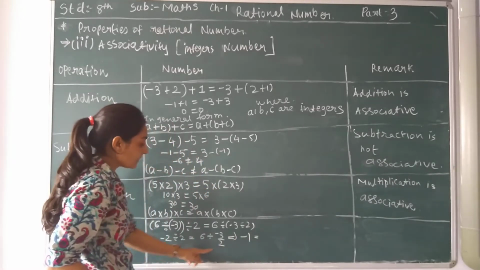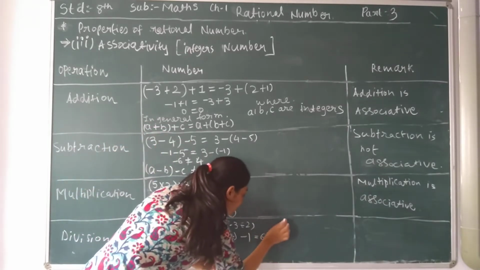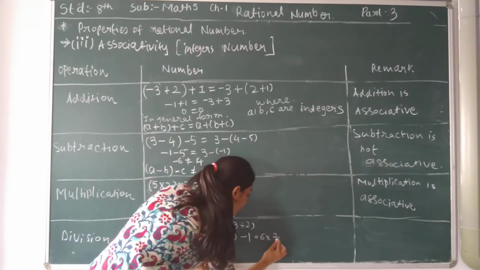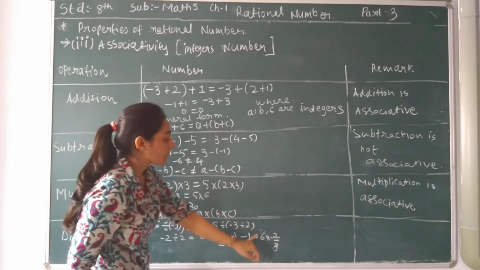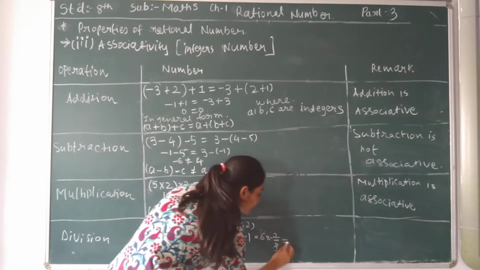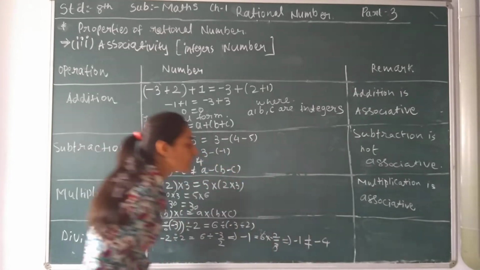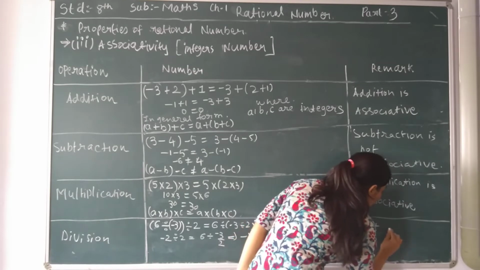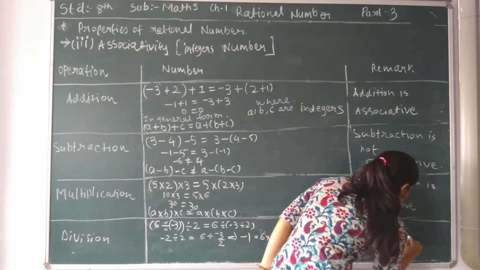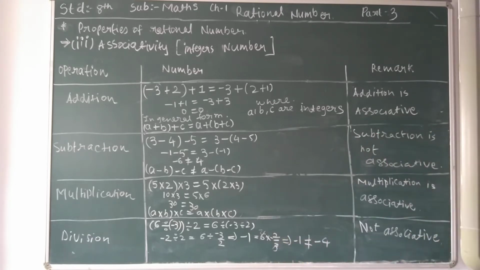So the answer over here is minus 1. Now we will take the reciprocal of it. So the 2 and 6 into divide 3, so 3 gets cancelled. Now what remains over here is 2. So the answer is minus 1 equals minus 4, which is not equal. So we can say that division is not associative. Now pause the video and note it down.